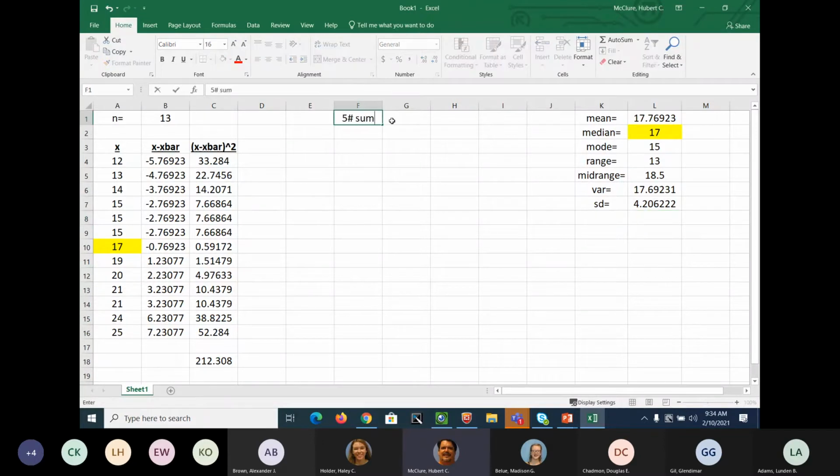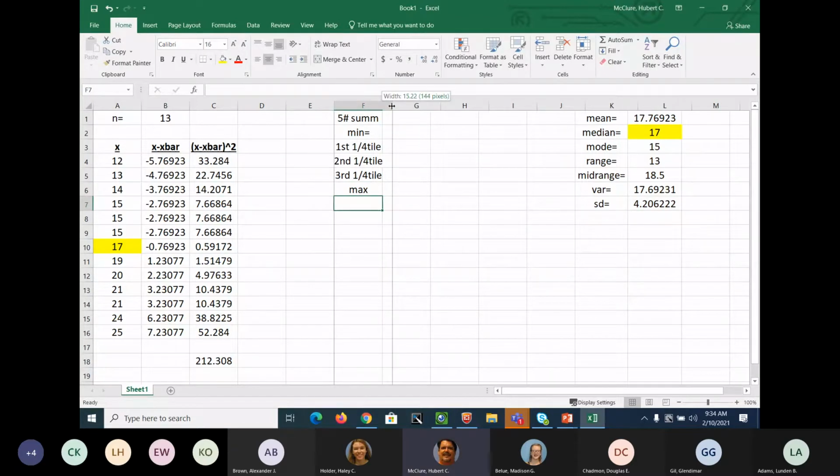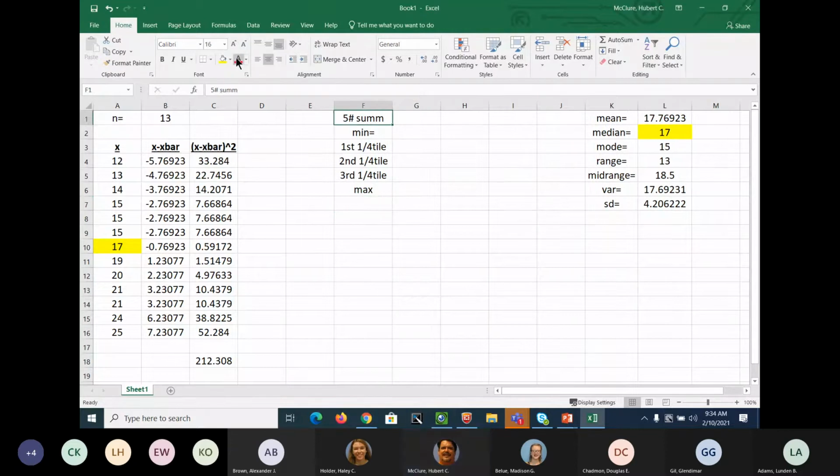The 5-number summary consists of the min, the first quartile, the second quartile, the third quartile, and the max. Y'all ever seen the 5-number summary before? No. Okay, thank you.